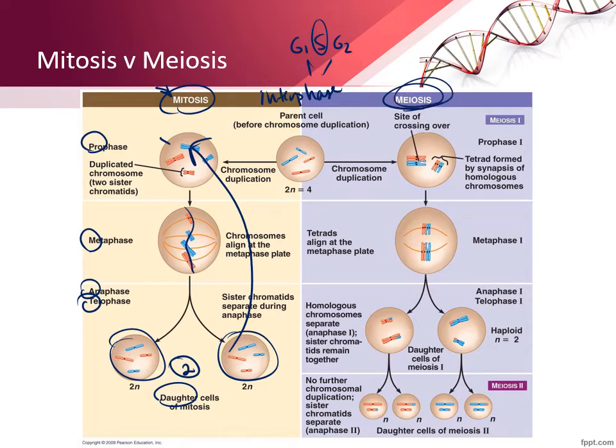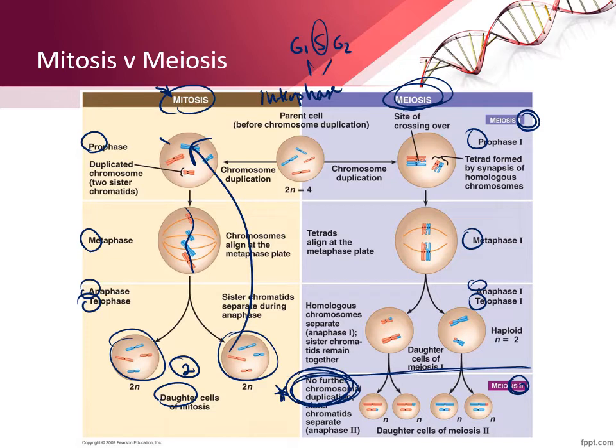That's different from meiosis. So in meiosis, we're still going to do PMAT, but we're actually going to do it two times. So we'll have PMAT number one and then PMAT number two. We're going to still have interphase. We're still going to replicate the DNA during synthesis. And then we're going to do PMAT number one. There's sometimes going to be a short interphase between meiosis one and meiosis two, but we are not going to go through any DNA replication here.